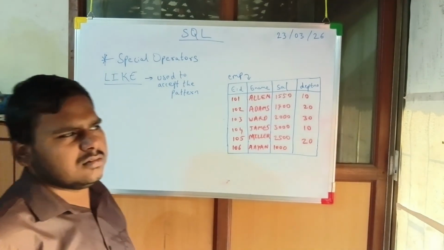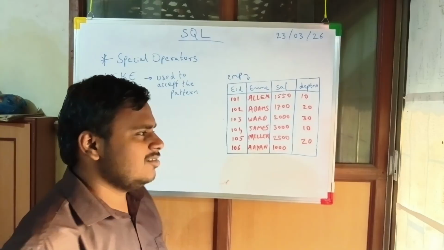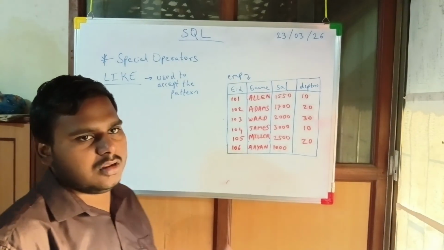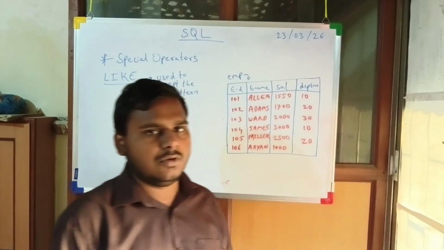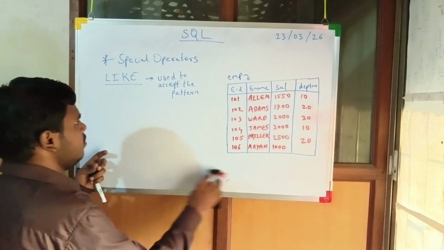So for NOT LIKE, just put NOT before LIKE. In the syntax we have seen, WHERE column name LIKE pattern to match. For NOT LIKE, column name NOT LIKE pattern to match. Okay.